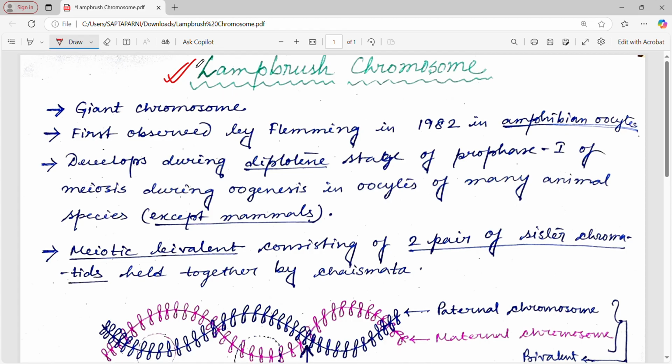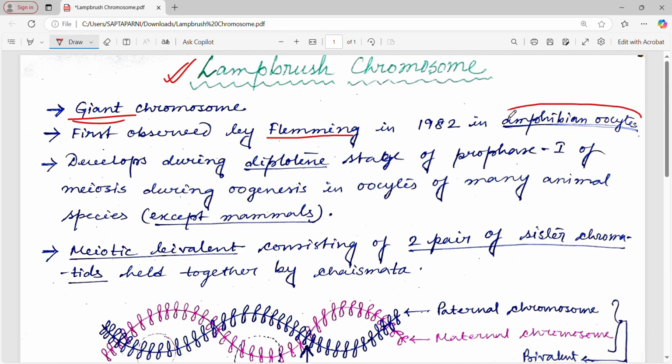So see, Lampbrush chromosome is a type of giant chromosome. We know that polytene chromosome is another type of giant chromosome. So as these are giant chromosomes, they can be easily seen under the light microscope. Now, this Lampbrush chromosome was first observed by scientist Fleming in 1882 in amphibian oocytes.